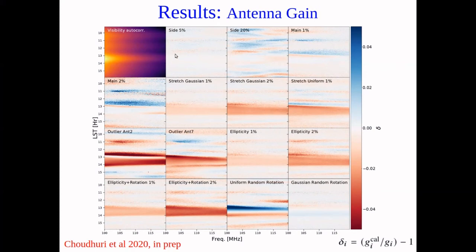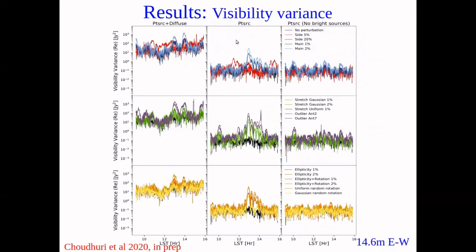So the difference of the gain solution from the redundant calibration is much larger with respect to the true one when the brightest source is within the main lobe. That is the antenna gain for one antenna, but we have seen these features to be quite true for the other antennas also. Next, we show the visibility variance for a perfectly redundant group, 14.6 meter, east-west direction.